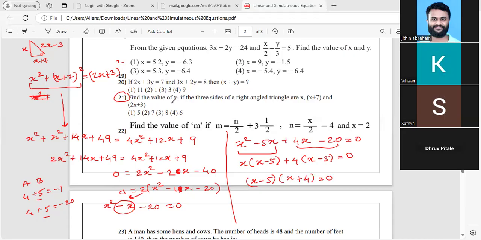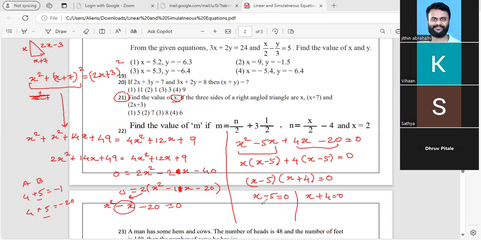So the question was to find the value of x. Now x has two values. Obviously, if the product of two numbers is equal to 0, it means one of them is equal to 0, or maybe both of them are equal to 0. So the first possibility is x minus 5 is equal to 0. The second possibility is x plus 4 is equal to 0.